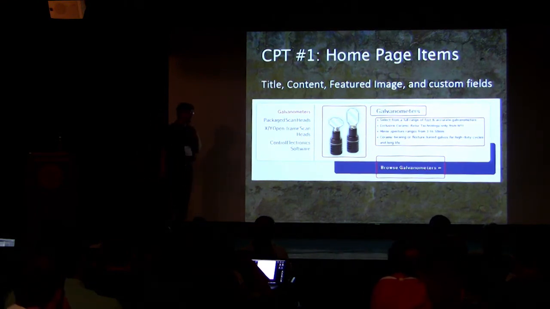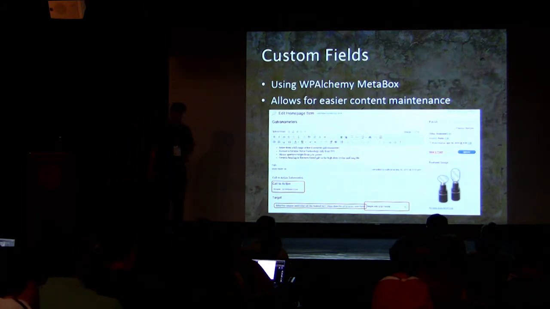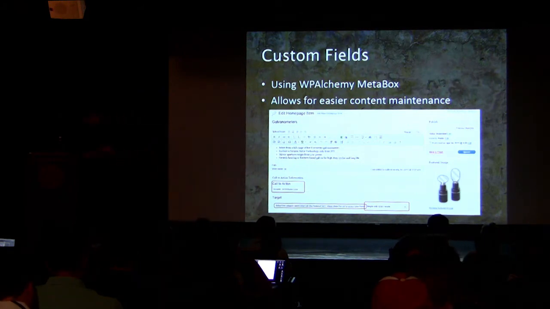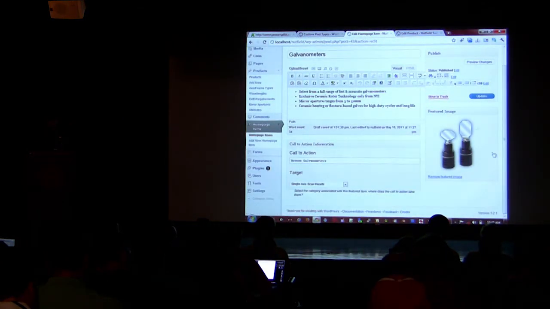At the bottom, the clients in this case wanted to make sure that they could limit these items to only pointing at types of products. So what we did was we built in, using WordPress Alchemy, a custom meta section where you can give it a label for that call to action, and then use a custom post type loop within your interface to get the information you want to display.